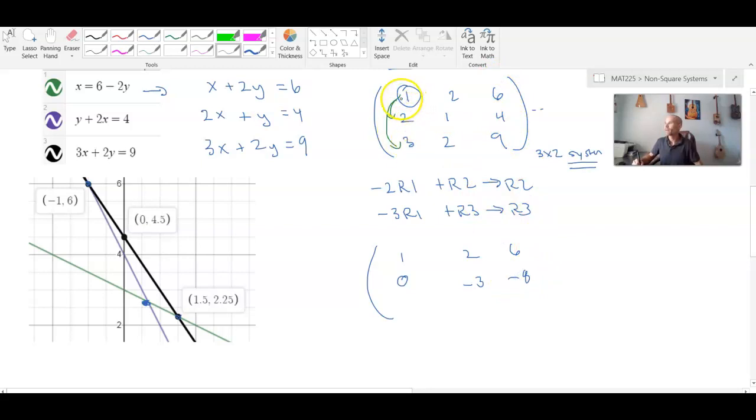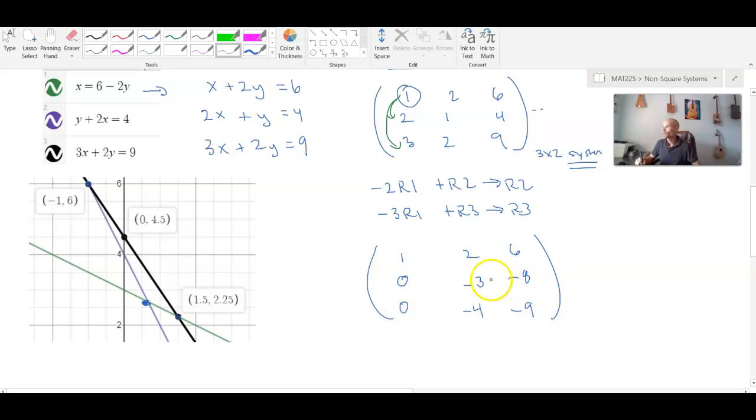And down here, negative 3 times row 1 added to row 3 will give me 0. This will be negative 4. And negative 3 times 6 is negative 18, plus 9 is negative 9. There we go. Okay, so it looks like we're getting closer. We've eliminated the zeros here.